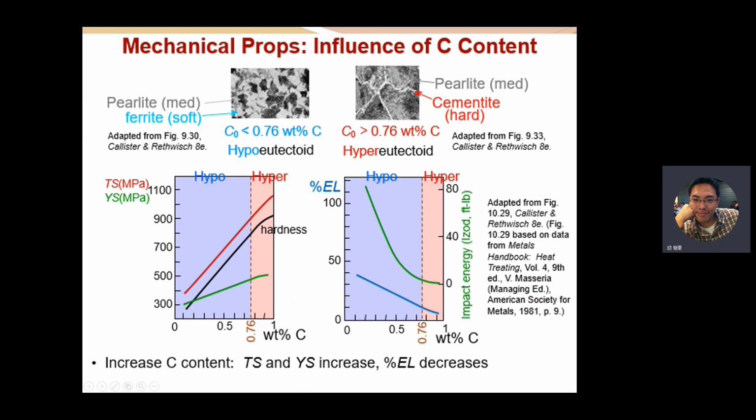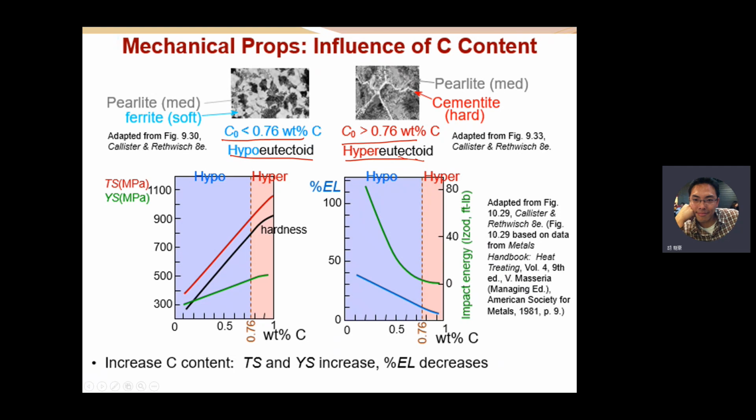Okay, so let's look at the mechanical properties that are influenced by the carbon content. We already know the phase diagram of the iron-carbon system, right? When the composition is less than 0.76% carbon, the microstructure is called hypoeutectoid, right? And when the composition is greater than 0.76% carbon, the microstructure is called hypereutectoid, right? Hypo and hyper.